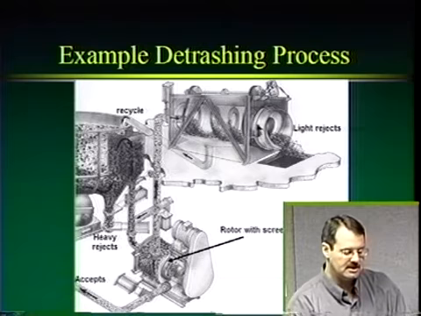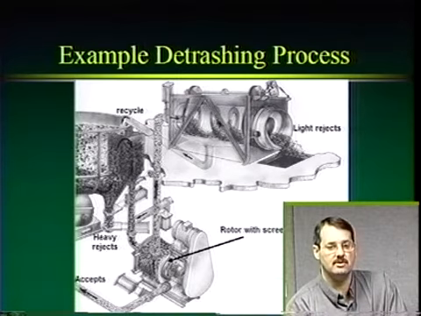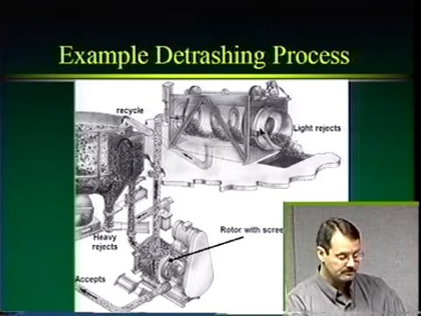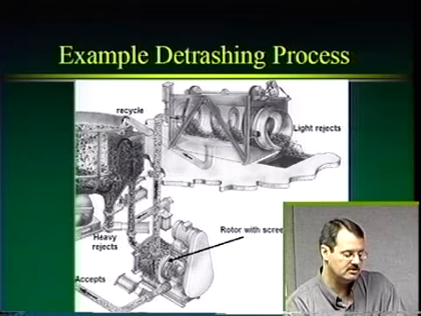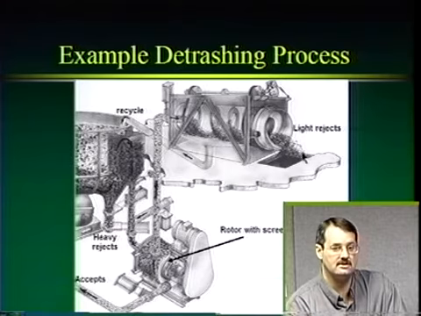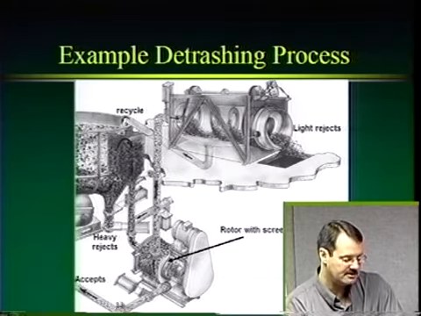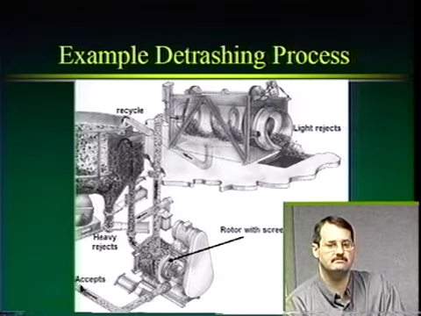Now what happens here is that the material that can't fit through those perforations continues down through the drum. They are rejected out the end of the drum, and these are our light rejects. So we get two streams. Heavy rejects and light rejects are our rejects, and we get our accepts out this part right here.